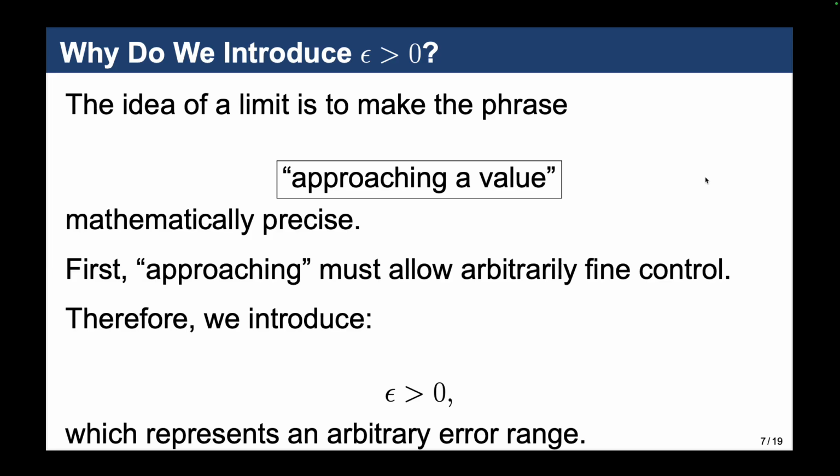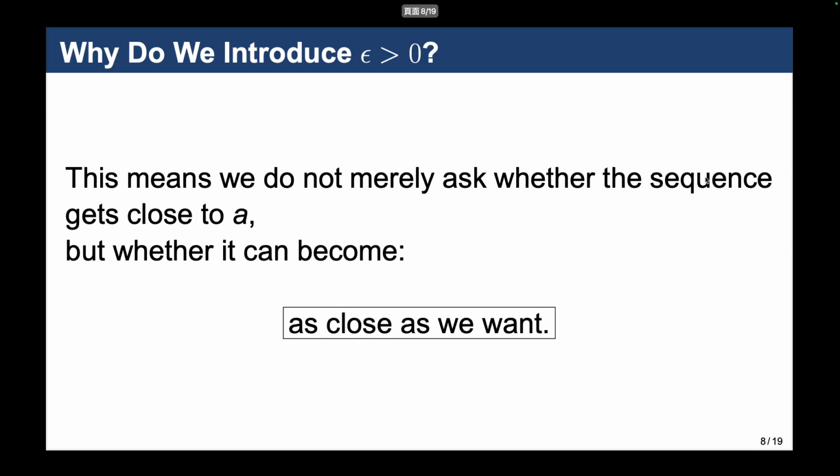Why do we introduce epsilon greater than 0? The idea of a limit is to make the notion of approaching a value mathematically precise. First, approaching must allow arbitrary fine control. Therefore, we introduce epsilon greater than 0, which represents an arbitrary narrow range. This means we do not merely ask whether the sequence gets close to a, but whether it can become as close as we want.